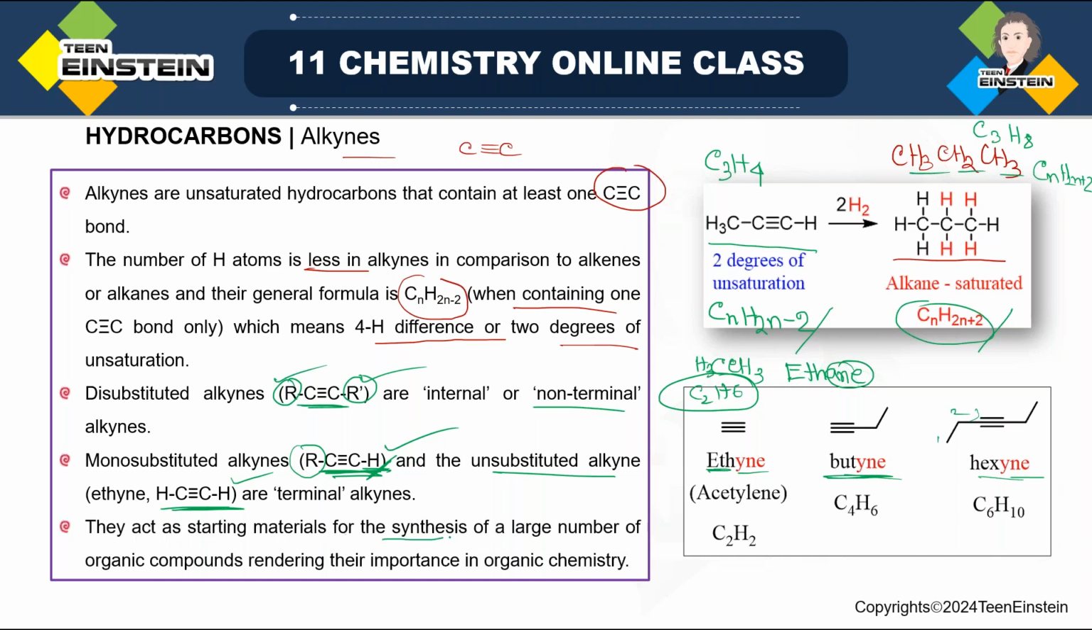They can act as starting material for the synthesis of a large number of organic compounds, and how they can be used as a starting material, everything you will see under the chemical properties section of alkynes, rendering their importance in organic chemistry. So this is the importance, because they can be used as a starting material for the preparation of different other organic compounds.